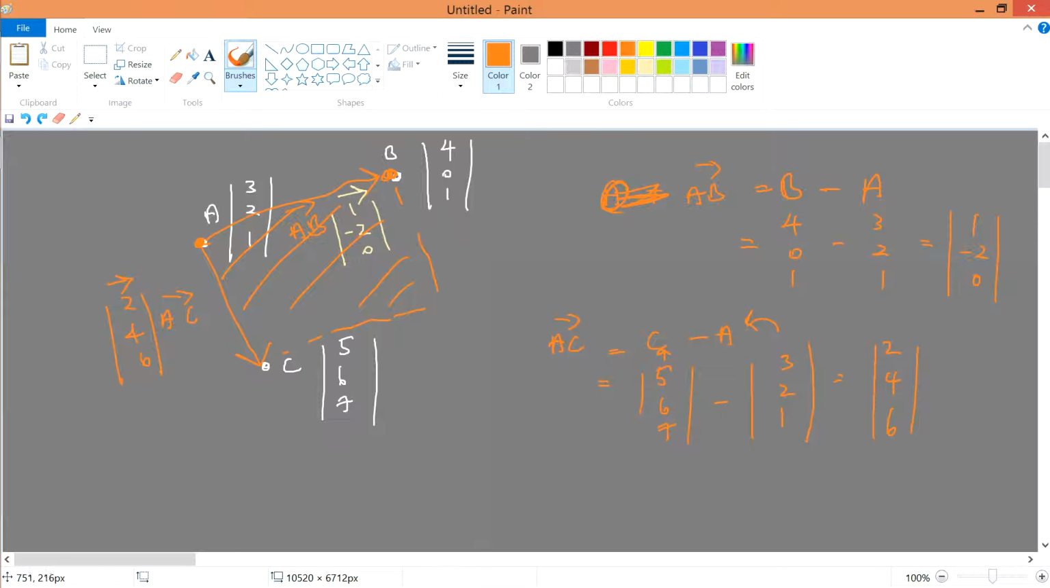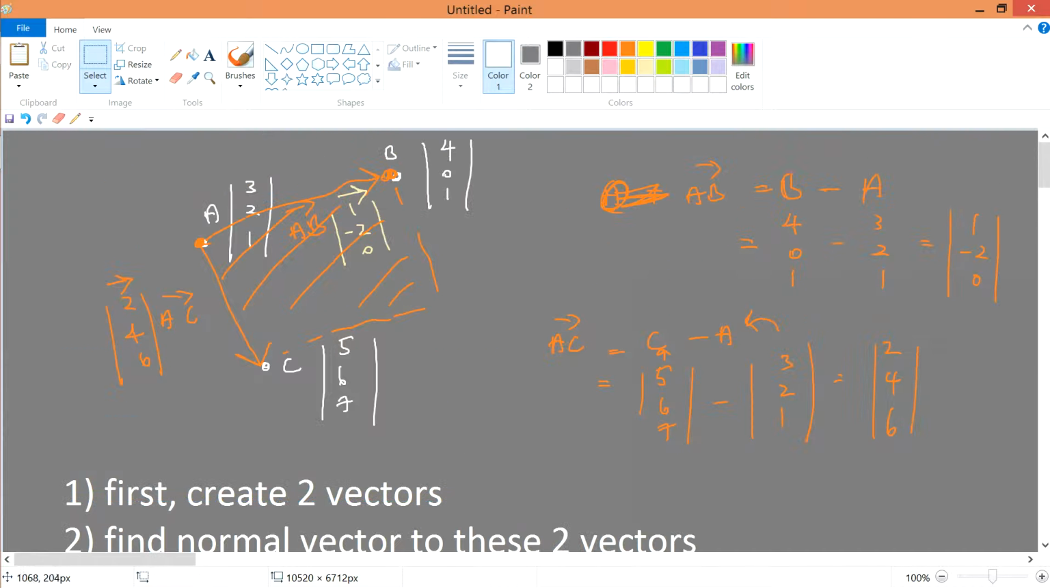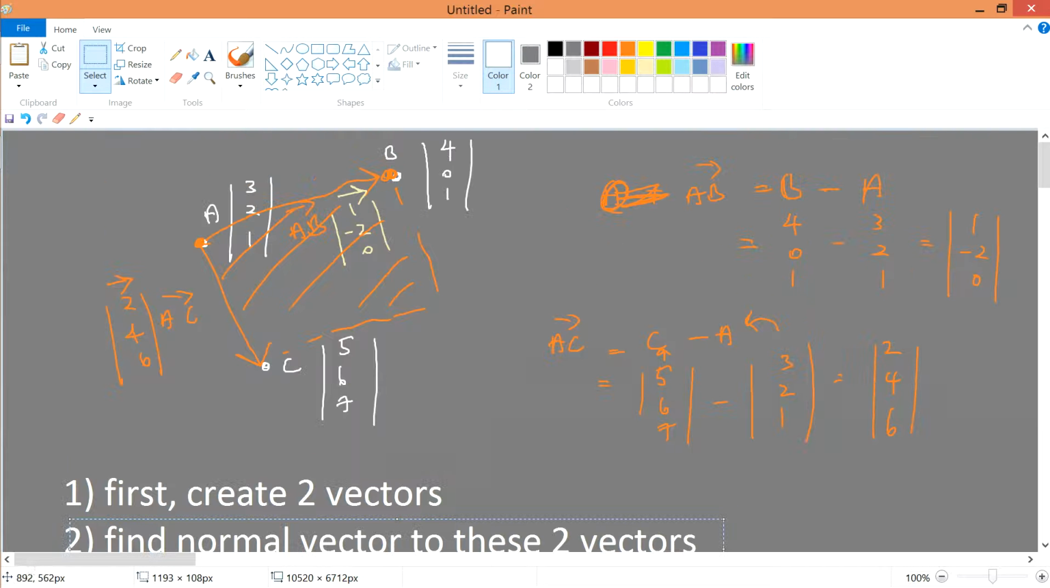To create a plane, the next step is this. What we have done just now is to first create 2 vectors, AB and AC. The next thing we're going to do is to find a normal vector to these 2 vectors. So what is a normal vector? A normal vector is a vector that is perpendicular to the vector AB, and also perpendicular to vector AC.